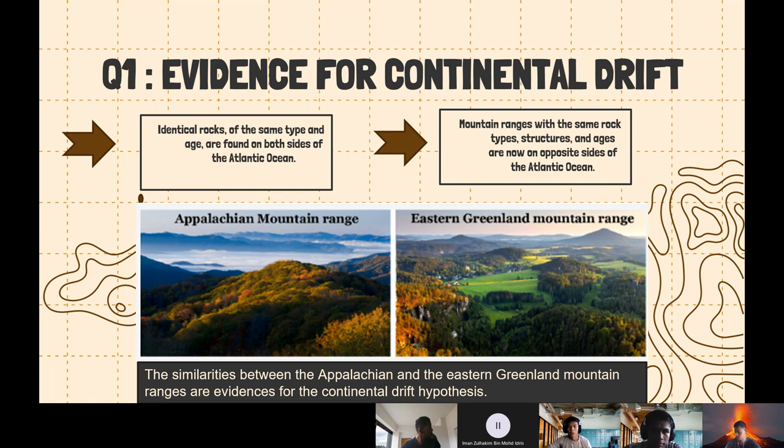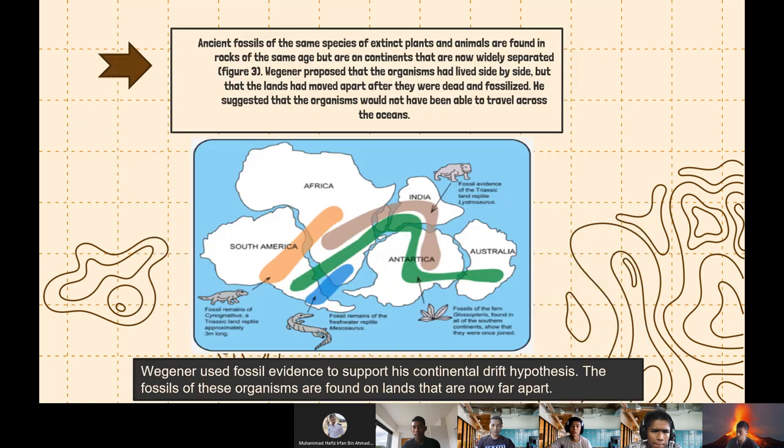The second one is mountain range with the same rock type structures and edges are now on opposite sides of the Atlantic Ocean. The Appalachians of the Eastern United States and Canada, for example, are just like mountain ranges in Eastern Greenland, Ireland, Great Britain and Norway, as shown in the figure. We conclude that they formed as a single mountain range that was separated as the continents drifted.